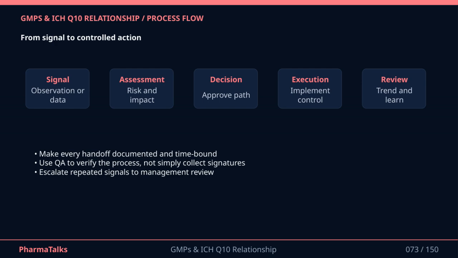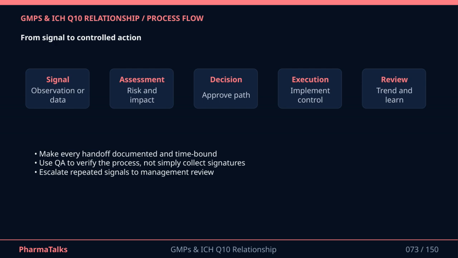Based on this assessment, a decision is made to approve the appropriate path forward. Next comes execution, where control measures are implemented to address the issue. Finally, the process concludes with a review phase to identify trends and learn from the experience.